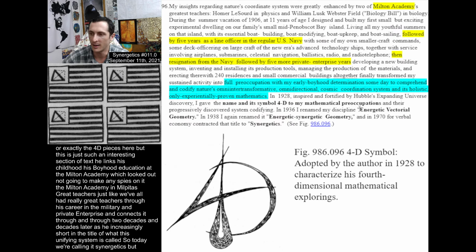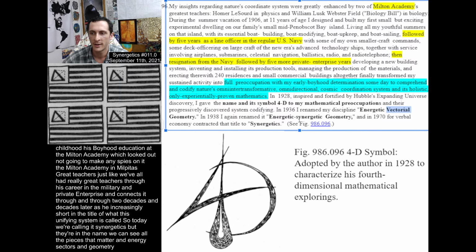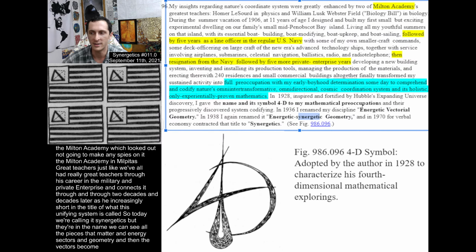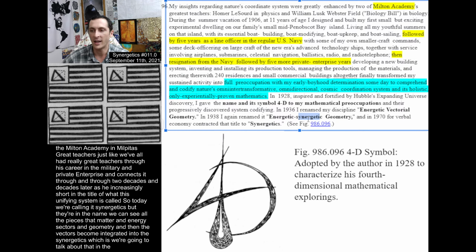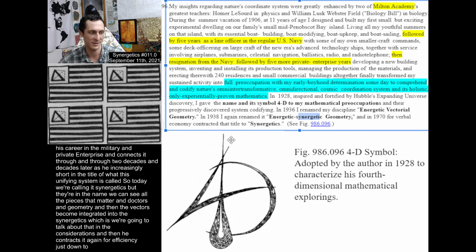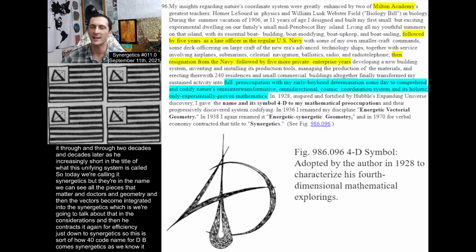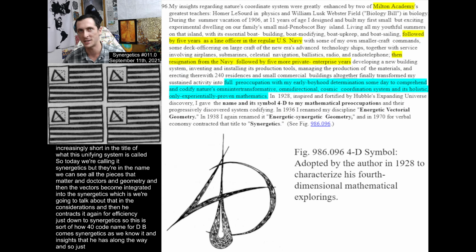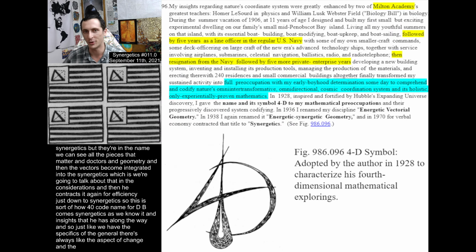But there in the name, we can see all the pieces that matter: energy, vectors, and geometry. And then the vectors become integrated into the synergetics, which we're going to talk about in the considerations. And then he contracts it again for efficiency just down to synergetics. So this is sort of how 4D, codename 4D, becomes synergetics as we know it, and the insights that he has along the way. And just like we have the specifics and the general, there's always the aspect of change, and the more things change, the more they stay the same.